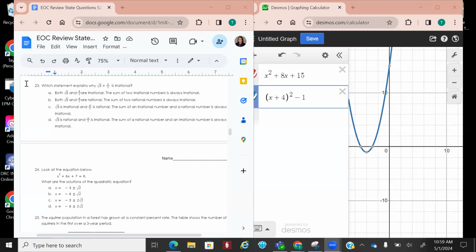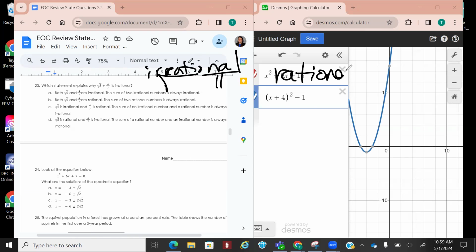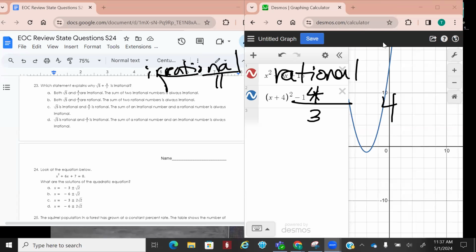Okay, so rational and irrational. Irrational is anything that has a square root or it is pi. Rational is if you have a fraction or a whole number. Let's do this. Fraction or a whole number. So a whole number is just a solid number. We'll continue this. Rational is any fraction or a whole number.